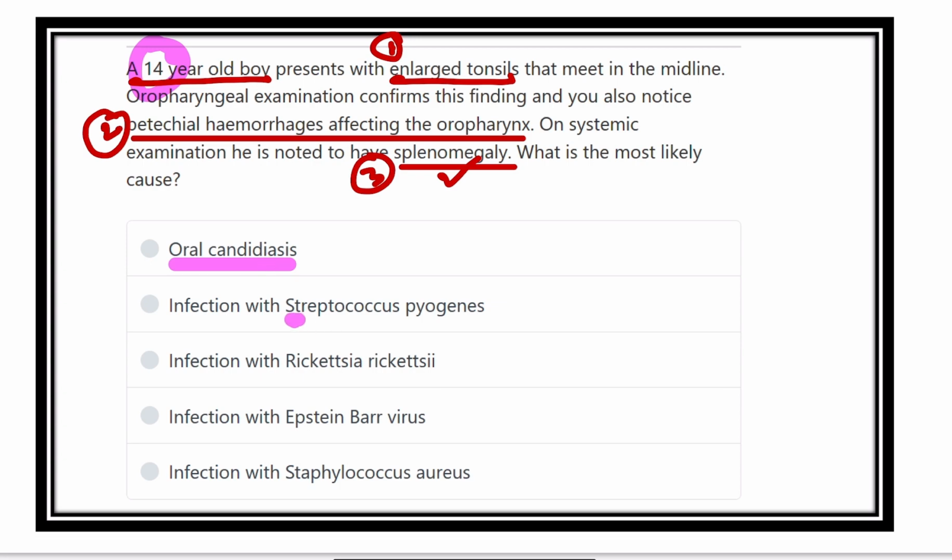Then infection with Streptococcus pyogenes. Streptococcus pyogenes can cause tonsillitis, but in this condition usually petechial hemorrhage and splenomegaly are not present. Then Rickettsia rickettsii is also a rarer cause. Infection with Epstein-Barr virus may be one of the options, because Epstein-Barr virus can cause pharyngitis, tonsillitis, and also splenomegaly. And last of all, infection with Staphylococcus aureus may occur, but infection of the tonsil by Staphylococcus aureus is very rare, and Staphylococcus aureus usually does not cause splenomegaly.